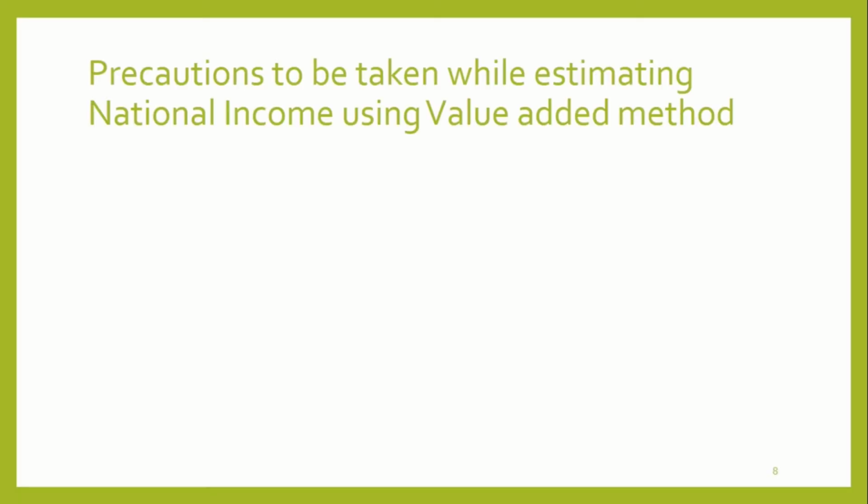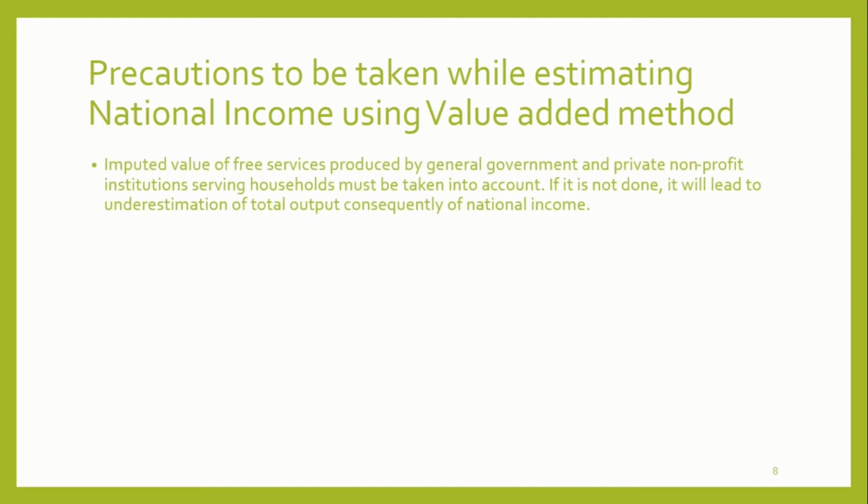Precautions to be taken while estimating national income using value added method. Imputed value of free services produced by general government and private non-profit institutions serving households must be taken into account. If it is not done, it will lead to underestimation of total output, consequently of national income.